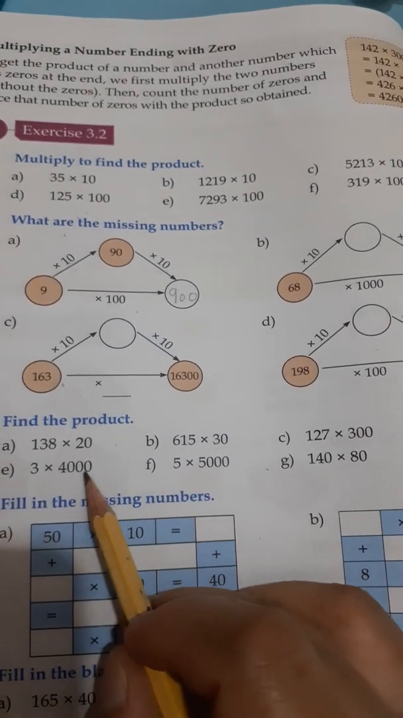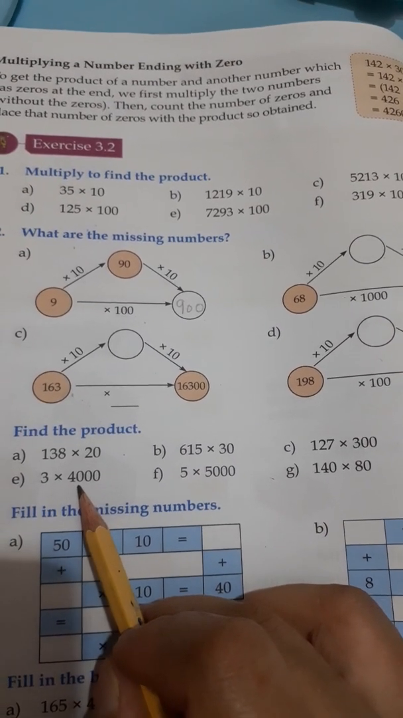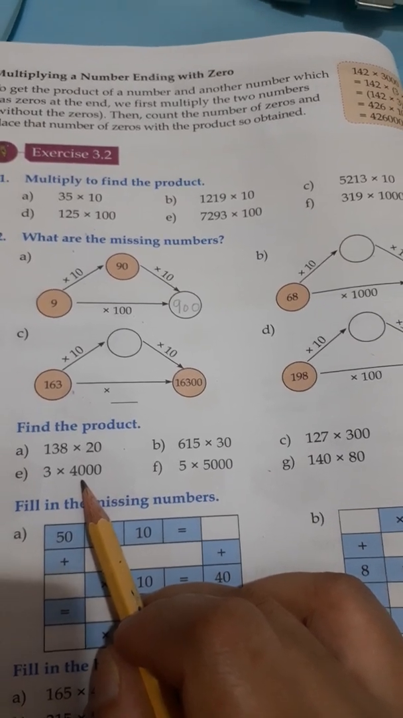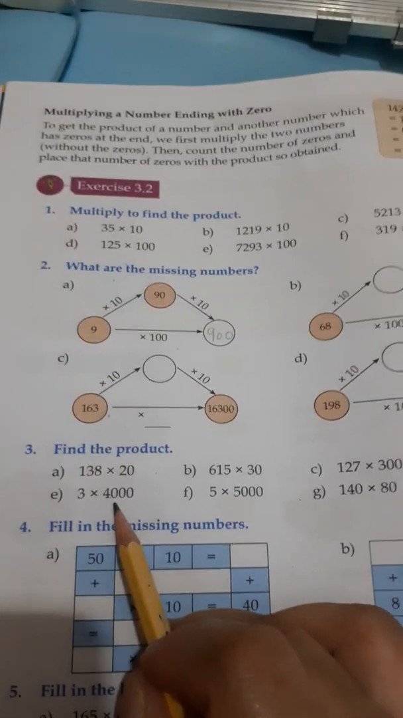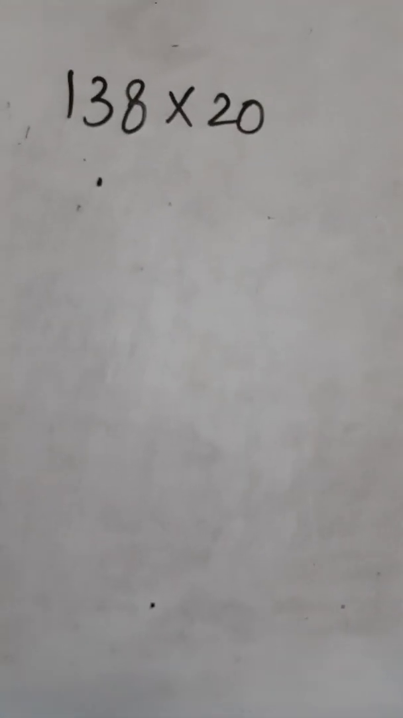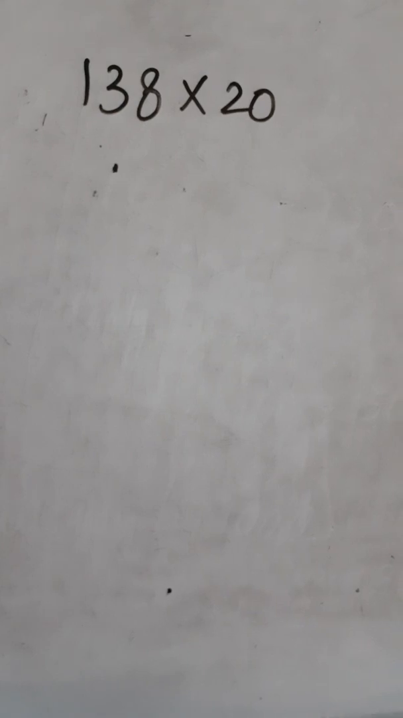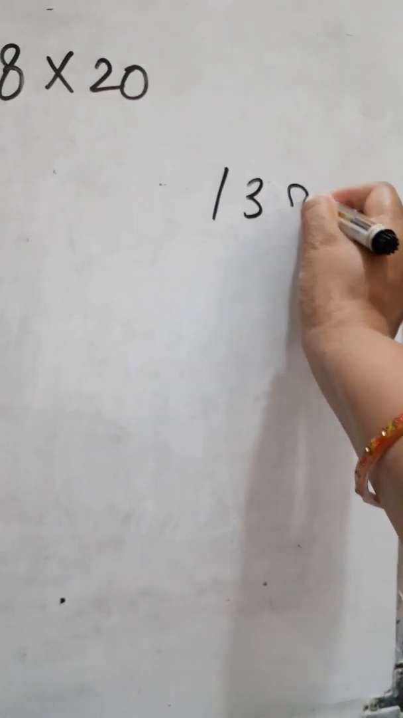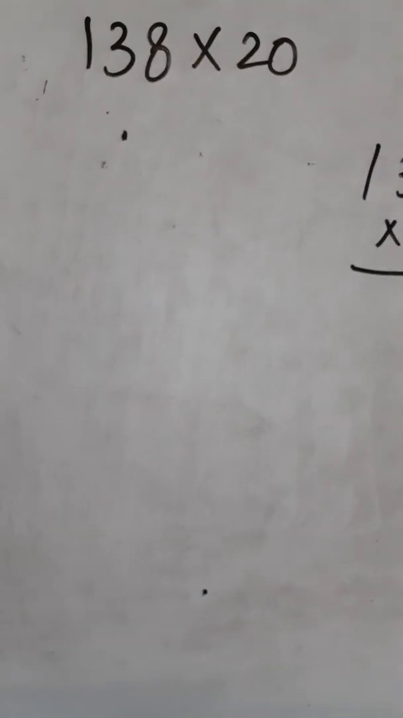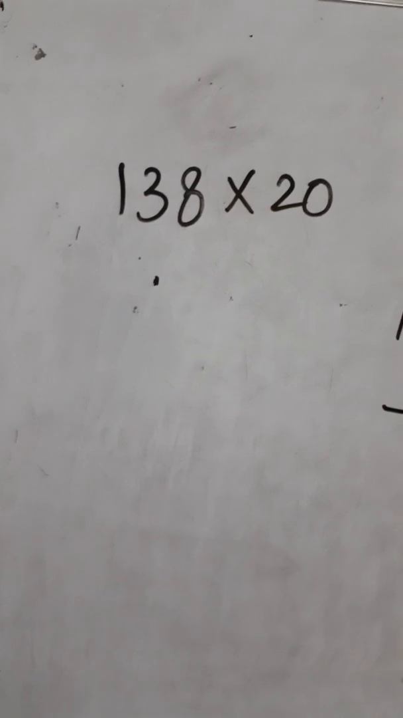Next, this is the simple one, as you can find the product by multiplying them. But there is one more method. What you have to do? I have taken one example. The first question, 138 multiplied by 220. You can solve it like this, but this is a very lengthy method. What you have to do?